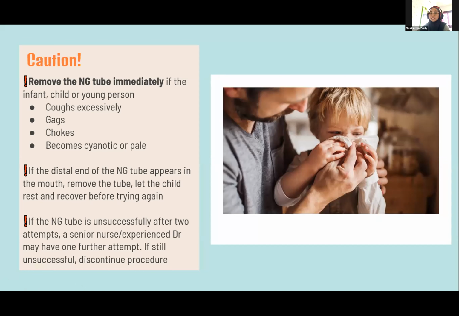If the NG tube insertion is unsuccessful after 2 attempts in both nostrils, the first nostril and the second nostril, then you can ask a senior nurse or experienced doctor to make a further attempt. If still unsuccessful, just continue the procedure for a while.